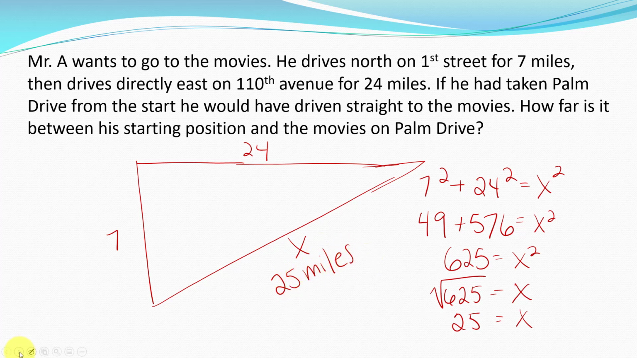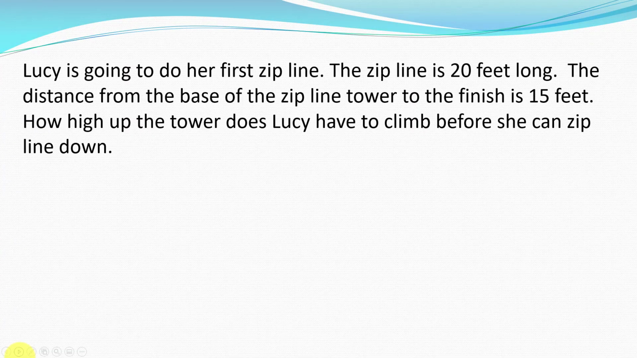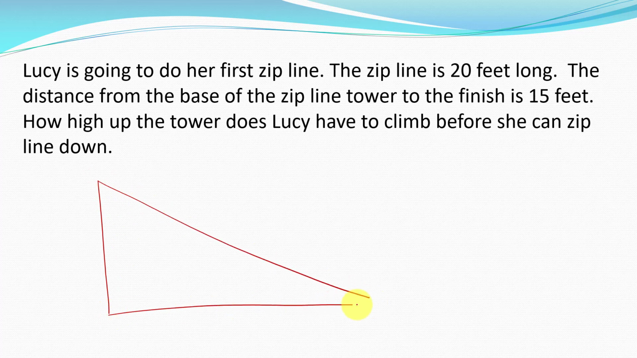And one more example, then we'll be done. All right, we're going to do a zip line. So zip line, typically we've got a tower. You're going to ride the zip line from the top to the bottom, and here's the ground. Okay, so she's going to go down 20 feet on a zip line. The distance from the base, so that's here, to the finish, which is here, is 15 feet. And then how tall is the tower?